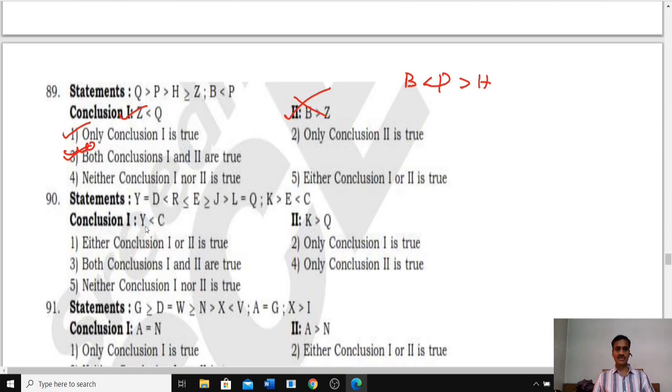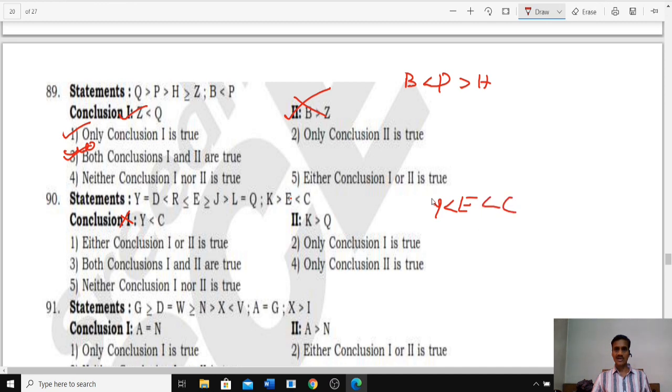Then 90th, Y and C. Between Y and C, lesser than, and this is greater than. Two opposite symbols, no relation. K and Q. Now K is here, Y and C. From Y to C, Y lesser than E, E lesser than C. Hence Y lesser than C, definitely true, 90, choice 1. First one is definitely true. Next one.